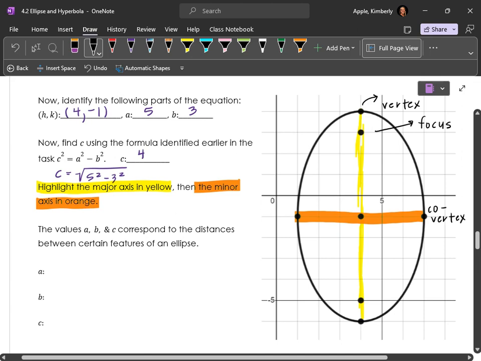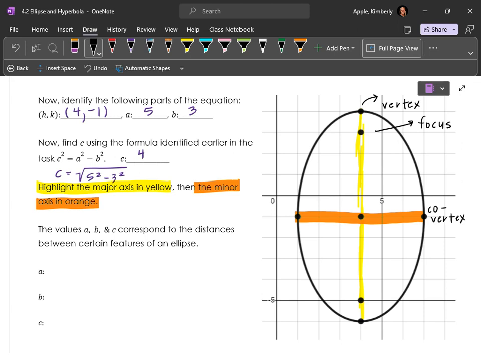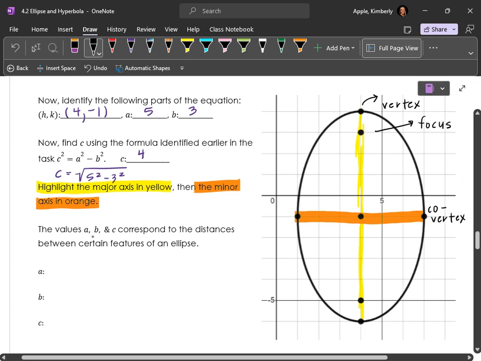Notice it's still getting hugged by the curve, just like it did with the parabola, right? It's still right inside of the curve, not outside. So the values A, B, and C correspond to certain distances between certain features of the ellipse. So based off what you learned when we were doing the exploration, the distance from the center to the vertex should be what letter? A, right? Because that's half of the major axis. So what then should this length be labeled? B, half of the minor axis.